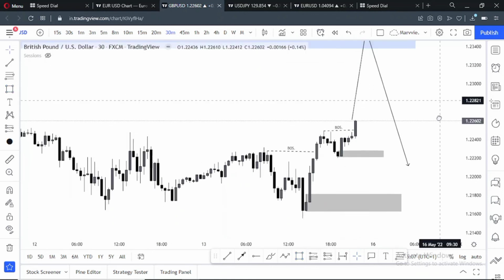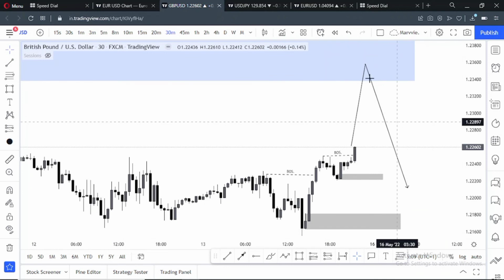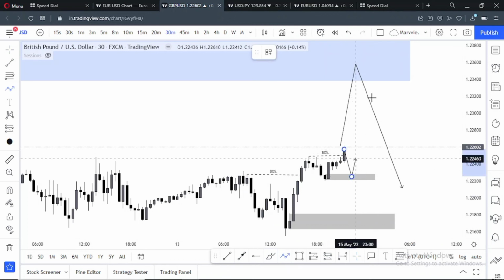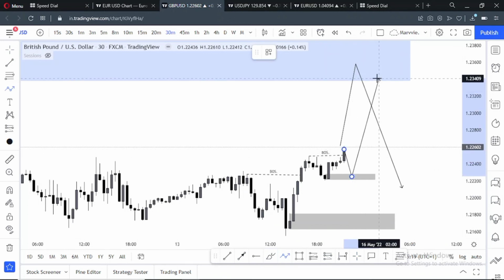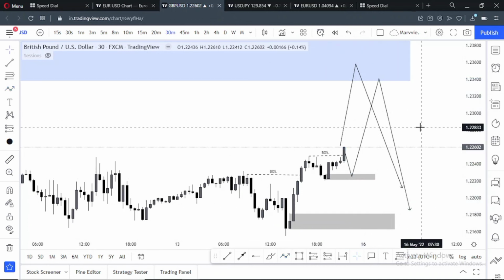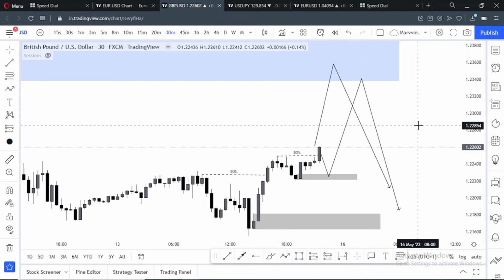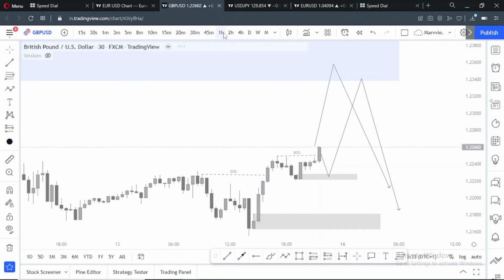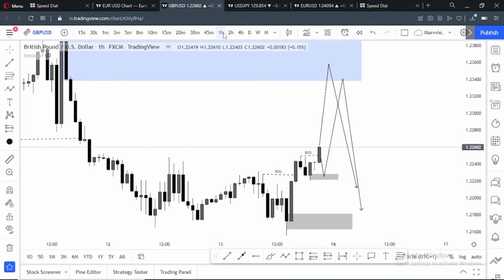So we can either see a rally, then a pullback, then a drop, or we can see a drop, then a rally to this supply, then a new drop. But basically, we can't predict what the market will do, but rather react to what the market is telling us it wants to do at the moment. So yeah, that is the weekly analysis across AUDUSD, GBPUSD, and EURUSD.